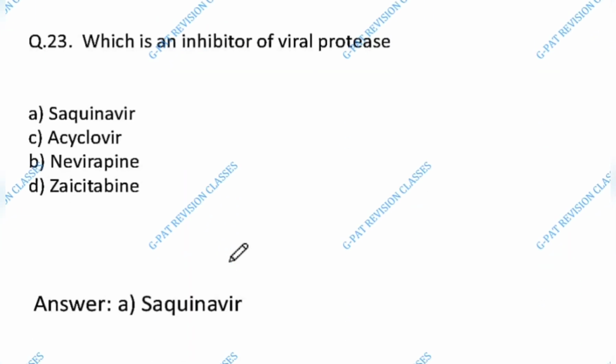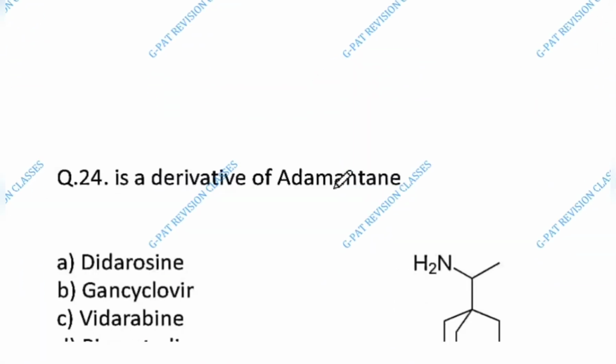Next is question number 23. Which is an inhibitor of viral protease? The answer is A.